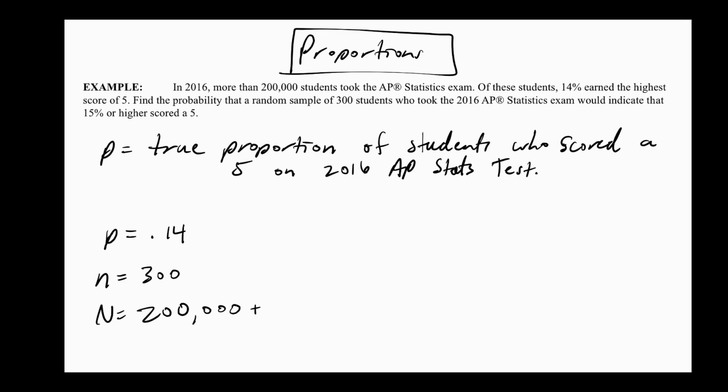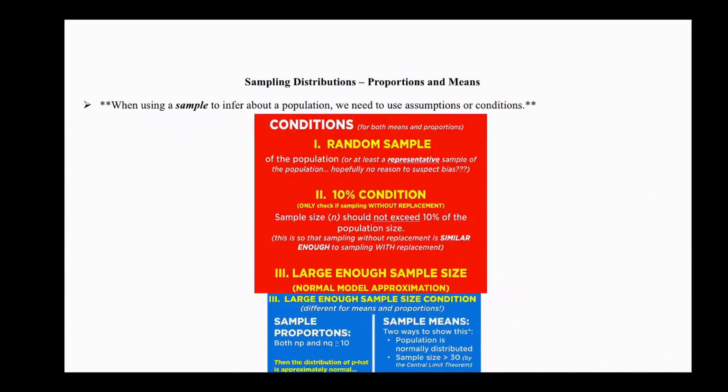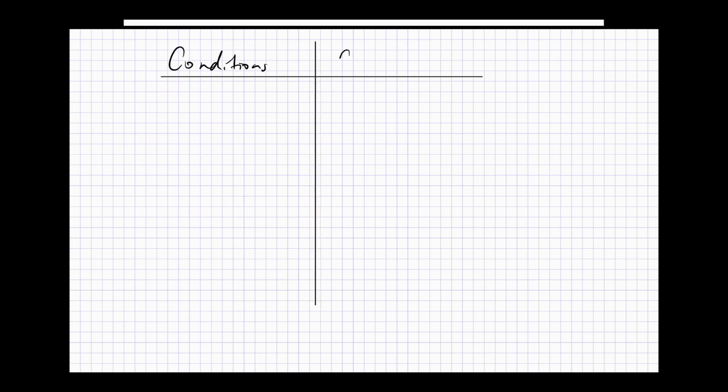Okay, we did this on Thursday, but if you forgot, it's on the first page, right here. The first 2 are always the same, no matter for proportions or means. And then depending on whether it's proportions or means, we're going to check it that way. So let's set this up for this problem here. Conditions or assumptions, right? We always have to do this if it's a probability question based off a sample. And then check.